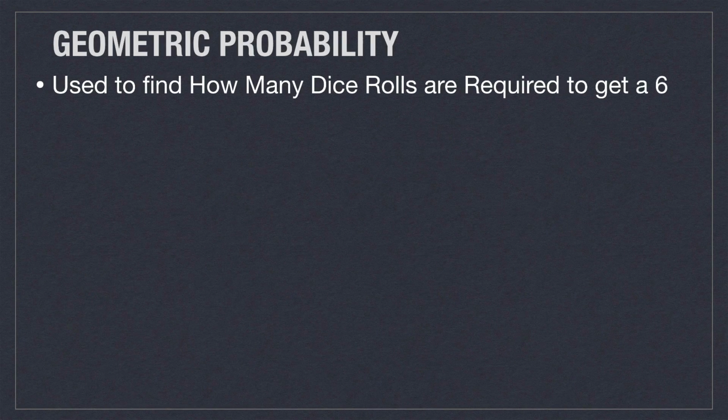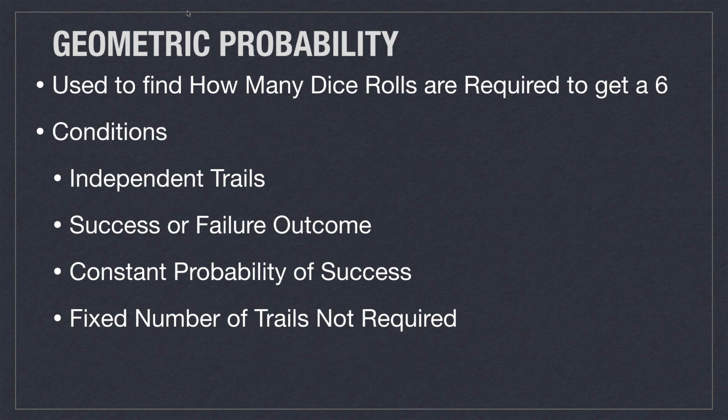We now move on to geometric probability, which is going to be used to calculate the probability of success depending on the number of trials. For example, how many dice rolls are required to get a 6? Now, the conditions for using it include that trials must be independent, outcomes are going to be either pass or fail, probability of success must be constant, and the number of trials need not be fixed like with binomials.